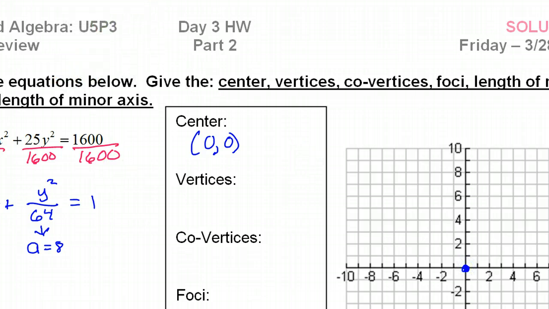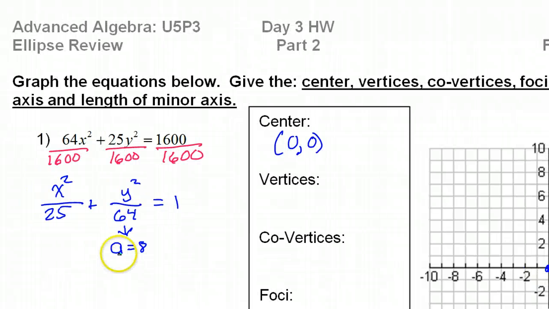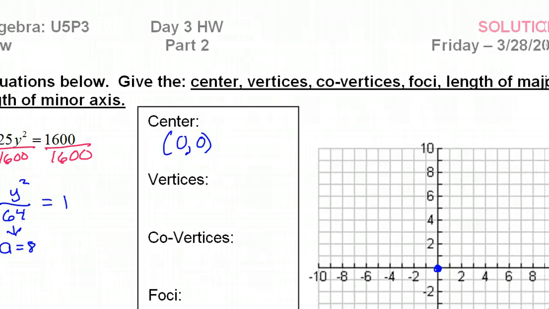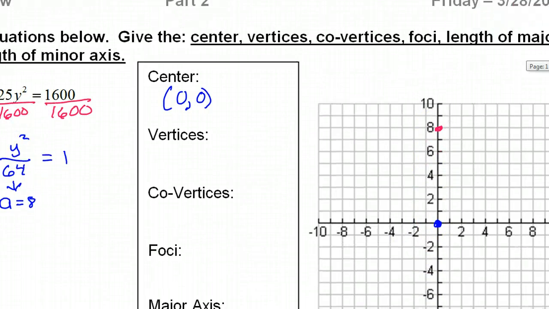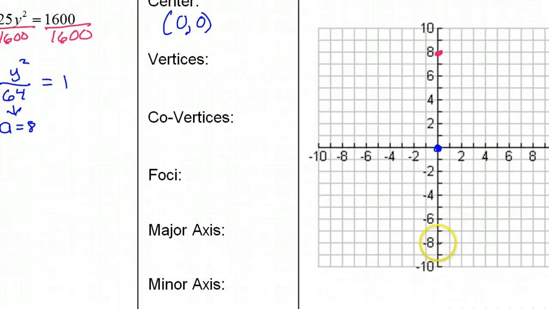Now, the a value, so I'm going to go 8. The a value came from the y's, so that means I will go 8 in the y direction, up and down. So I'm going to have 8 here and 8 here. These are my vertices. So my vertices are 0, 8 and 0, -8.